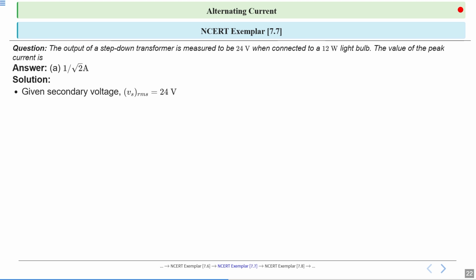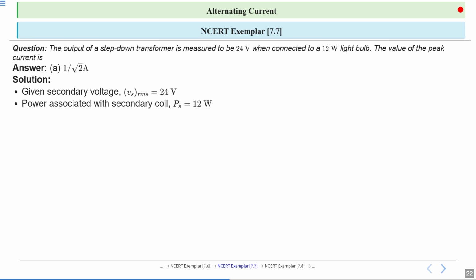Given secondary voltage Vs RMS. So it is RMS value. It is not mentioned in the question whether it is peak value or RMS value, so by default, it is taken as VRMS. Vs means the voltage across the secondary coil, because we are taking the output of the step down transformer across the secondary coil. So Vs RMS is 24 volt.